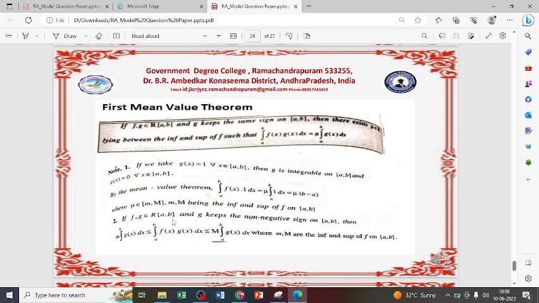If f and g are Riemann integrable on [a, b] and g keeps the non-negative sign on [a, b], then small m times the integral from a to b of g(x) dx is less than or equal to the integral from a to b of f(x) g(x) dx, less than or equal to capital M times the integral from a to b of g(x) dx, where small m and capital M are the infimum and supremum of f on [a, b].